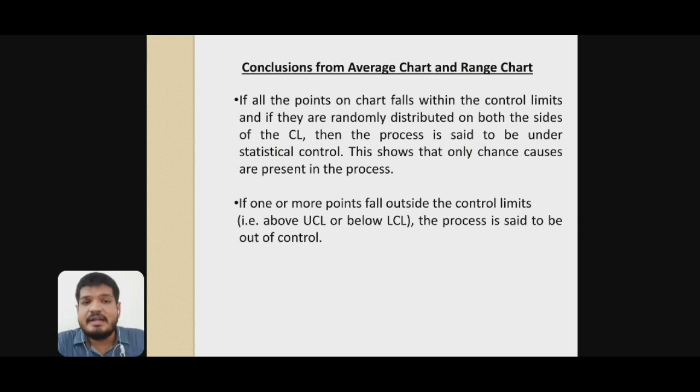Now, conclusion from the average chart and range chart. If all the points fall between the UCL and LCL, then the process is said to be under control. And if any point is falling above UCL or below LCL, then the process is said to be not under control. So if we are drawing a graph and all the points are between UCL and LCL, the process is under control. If any one point or more than one point falls above UCL or below LCL, then the process is not under control.